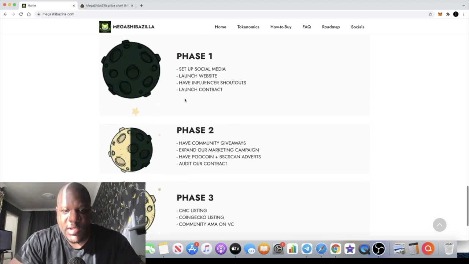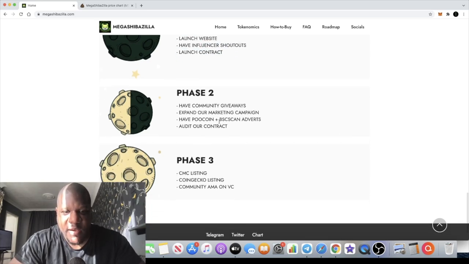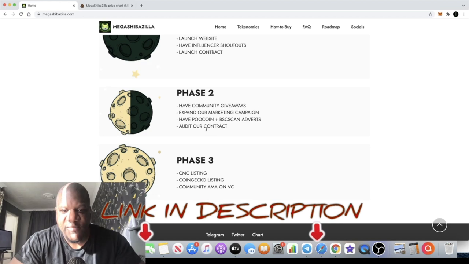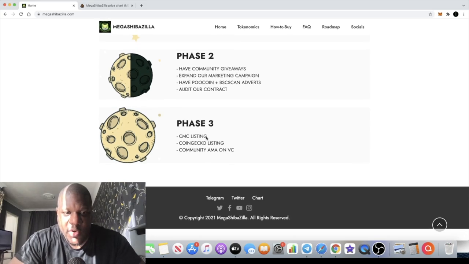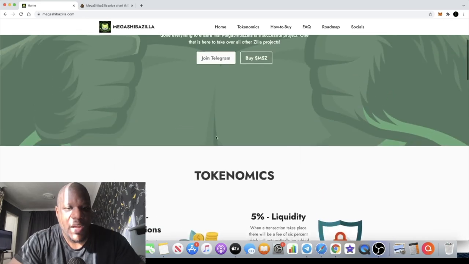Okay, guys, so according to the roadmap, we have influencer shout outs and so on. And we have the expansion of the marketing campaign, just like I mentioned earlier. PooCoin and BSCScan adverts and an audit. All right, guys, I'm not sure if an audit's done already, but do your own research. CoinMarketCap listing and CoinGecko listing, obviously that will do us really well.